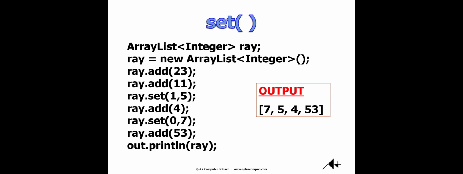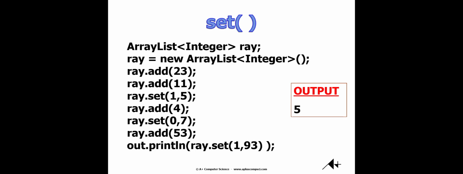So remember, the set method goes to a location and changes whatever value was there before. And it's kind of the same thing we were just doing a second ago. I'm just expanding that example. And now I do a print line, and I say println(ray.set(1, 93)). So when I say ray.set(1, 93), it goes to position 1, changes the value that was there, which was a 5, to 93, and then it returns back the value that it changed, which is very handy.